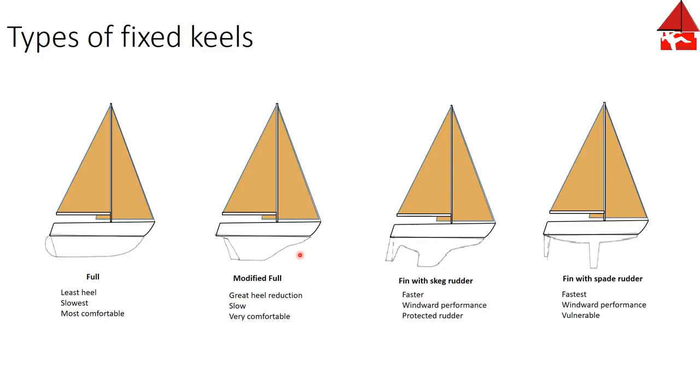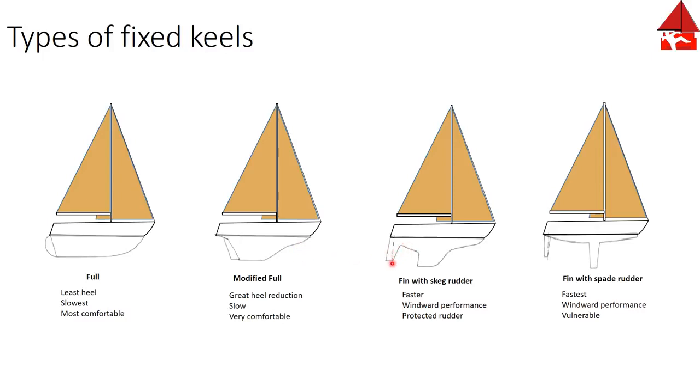Next type we want to talk about is a fin keel with a skeg rudder. Fin keels are designed to be more of a performance boat. They are faster than the two that we have discussed so far. The fin keel actually has better performance to windward than the full or the modified full. And the reason for that is with the reduced wetted surface, they can go faster and point closer to the wind before they stall out.